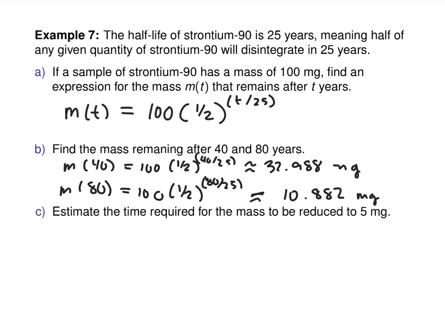Okay. So part C is the part that actually involves a little bit more algebra. Estimate the time required for the mass to be reduced to 5 milligrams. So how is that question just a tad bit different?